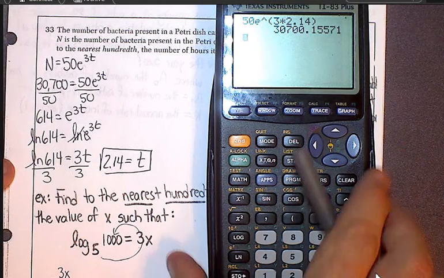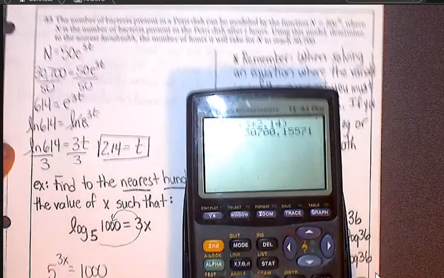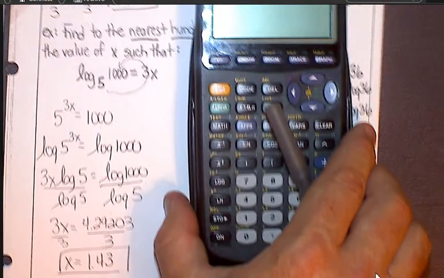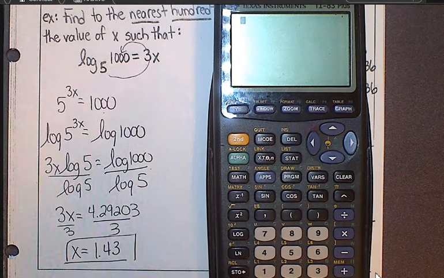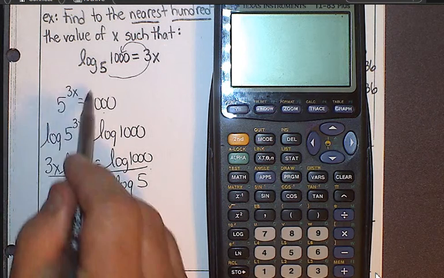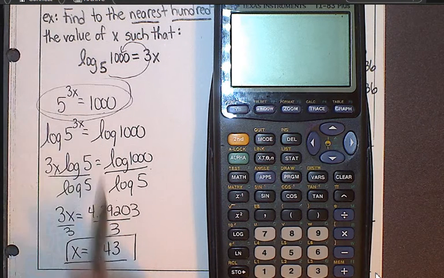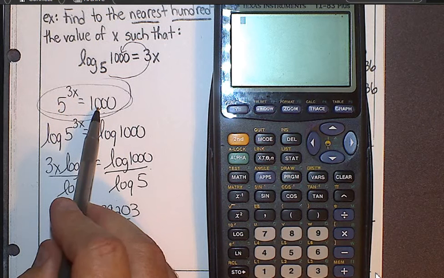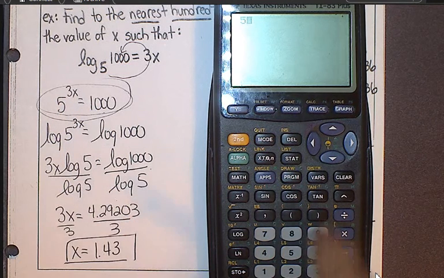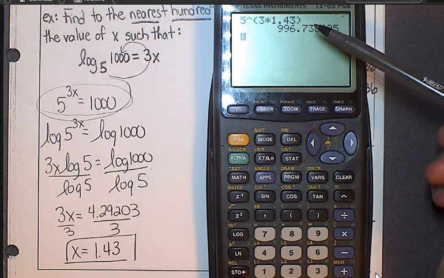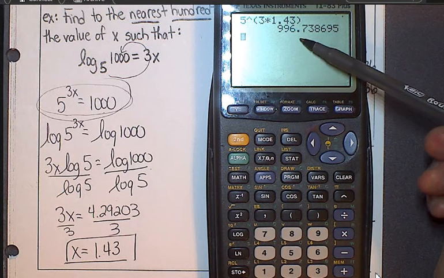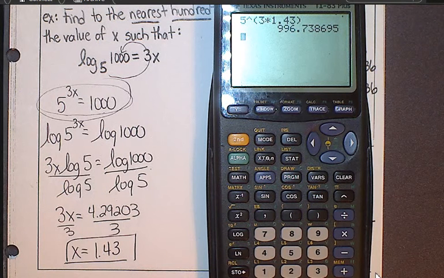We work down to the bottom to check this answer, and I get 1.43. That means if I come back up to where I wrapped, which is right here, and I take 1.43 and plug it into this x value, I should get something very close to 1,000. So I have 5 raised to the open parentheses 3 times 1.43, close those parentheses, hit enter, and we get 996. That's pretty reasonable. Again, because we rounded, we're going to be off, but it's pretty close to 1,000. So that's one way you can go through and check to see if your answers are reasonable with some of these questions.